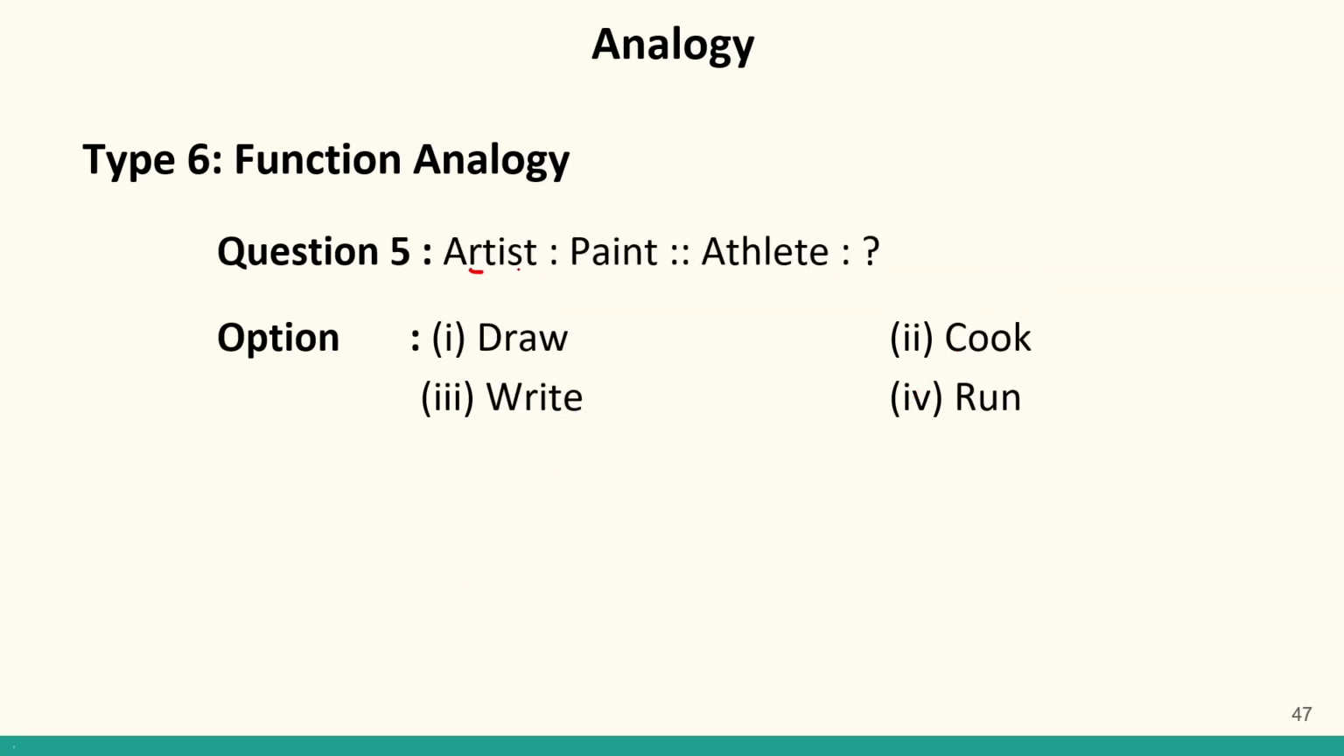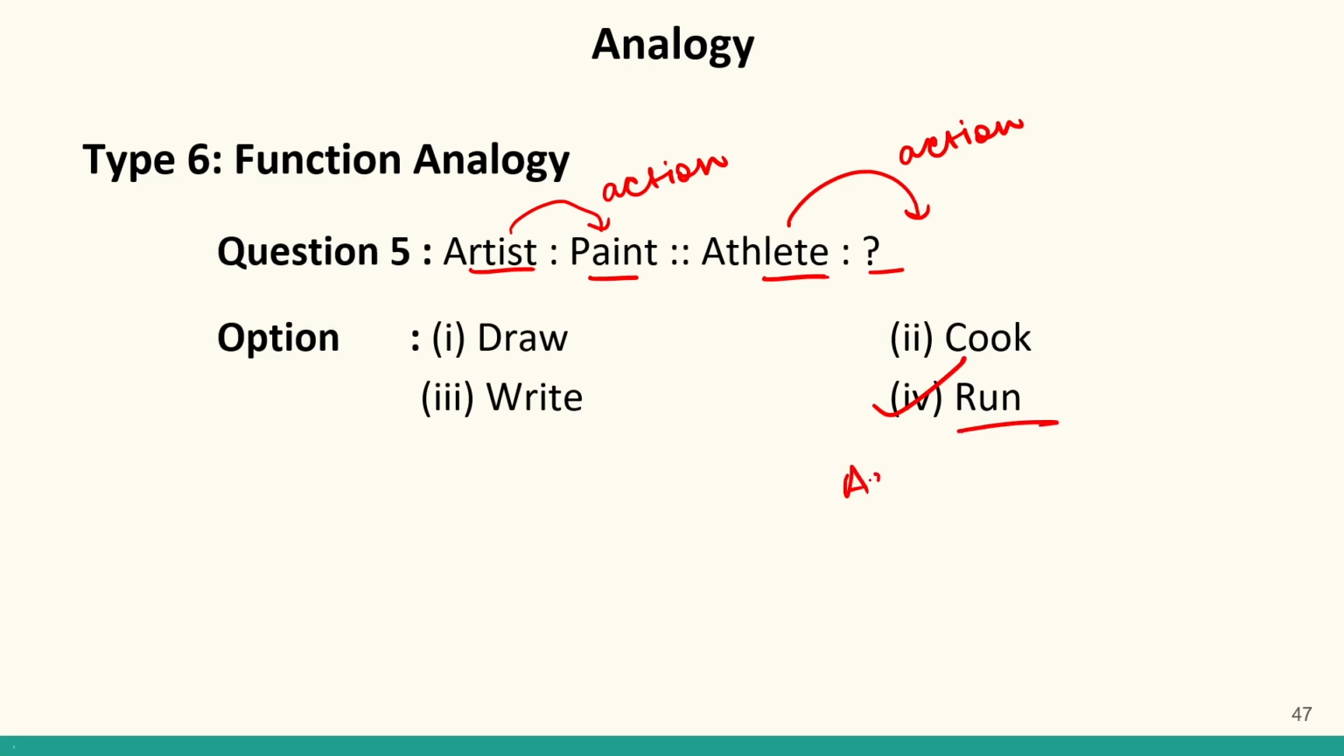Now, artist to paint, athlete to what? So an artist paints. This is the action that is being performed by an artist. So what action does an athlete perform? Out of all the given 4 options, an athlete can run. This is the action of an athlete. Run is the action of an athlete. So our answer will be option number 4, run.